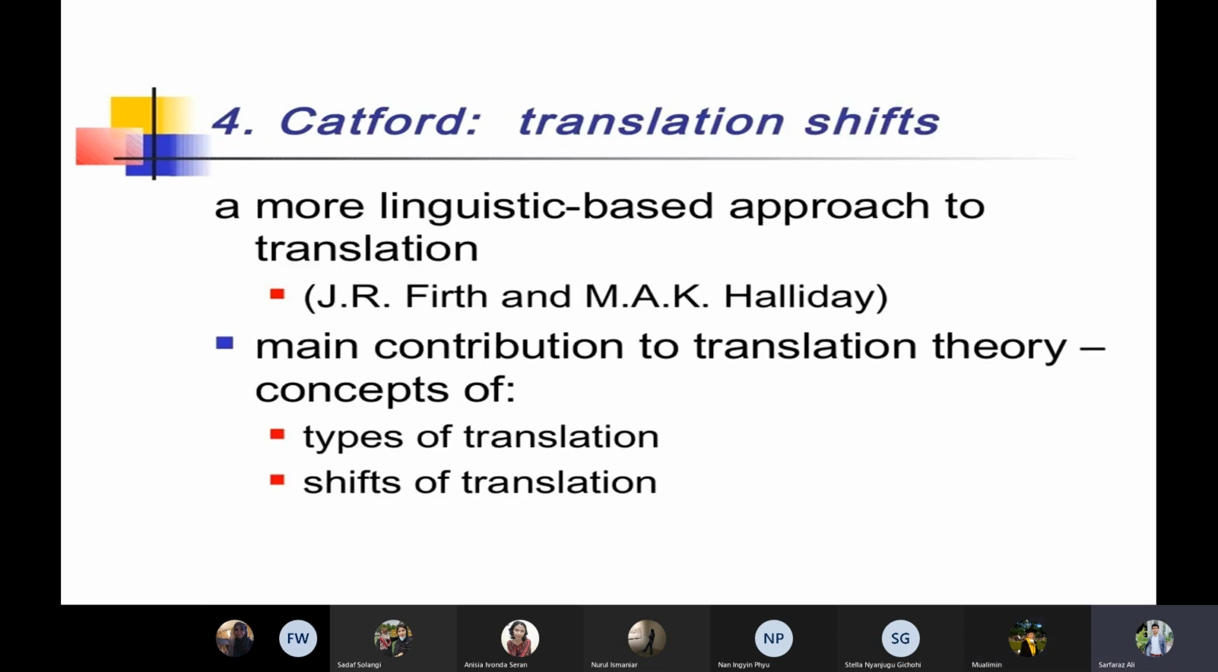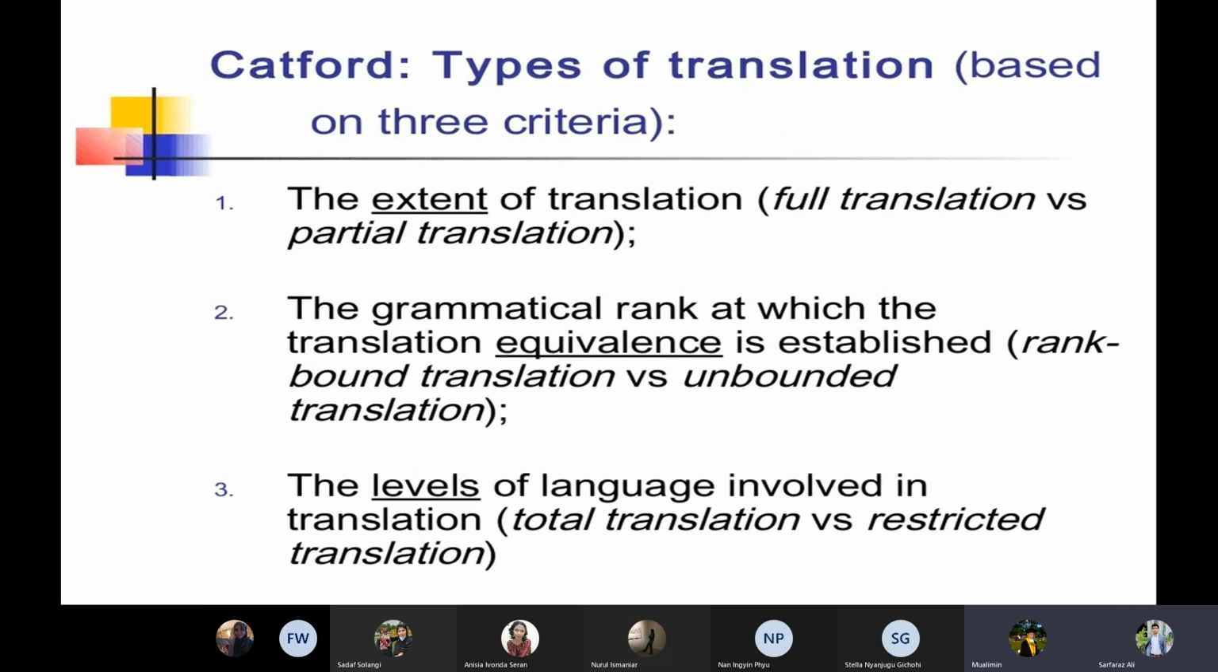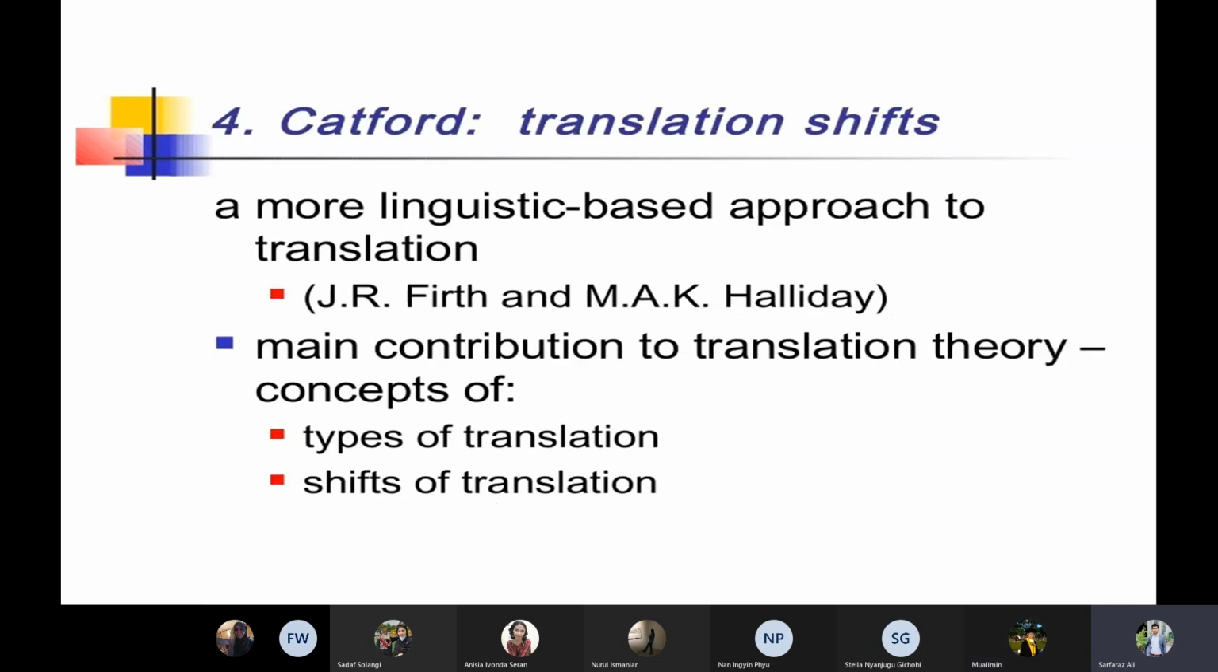And fourth, the sense in the translation, equivalence and translation was presented by Catford. He actually presented the translation shifts and gave a detailed description of translation shift types, or the types of translation, and how different shifts are available in translation. He presented more linguistic approaches, both approaches, the types of translation and the shifts of translation.